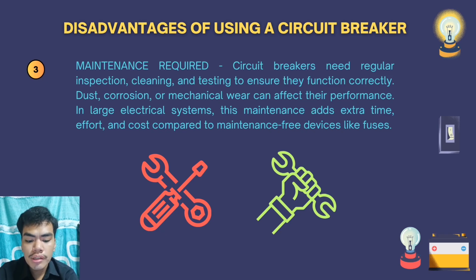So lastly, another disadvantage is the maintenance required. Circuit breakers require regular maintenance to ensure proper operation. Unlike simple fuses, circuit breakers have mechanical moving parts and internal contacts that can accumulate dust, corrosion, or wear over time. These conditions may affect fault response, so regular inspection, cleaning, and testing are necessary to confirm that the circuit breaker is functioning properly. This maintenance requirement can increase the operational effort and cost, especially in large electrical systems with many circuit breakers.